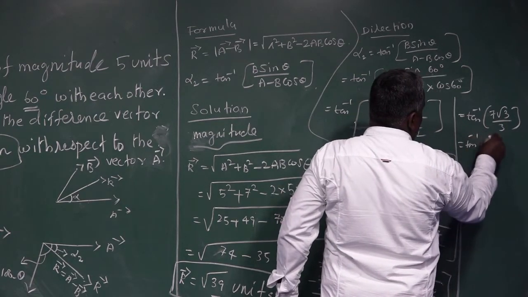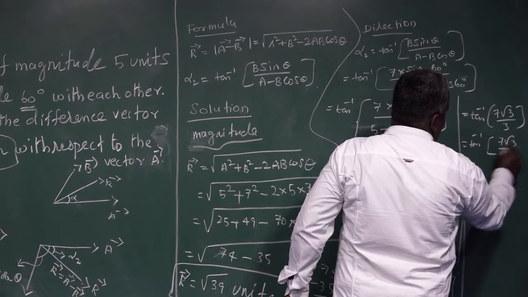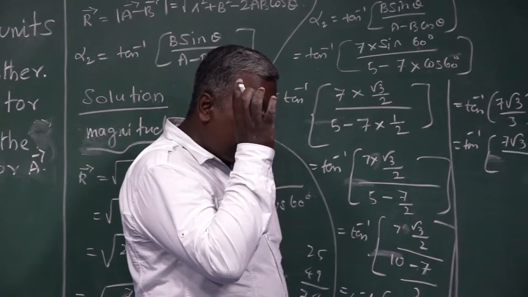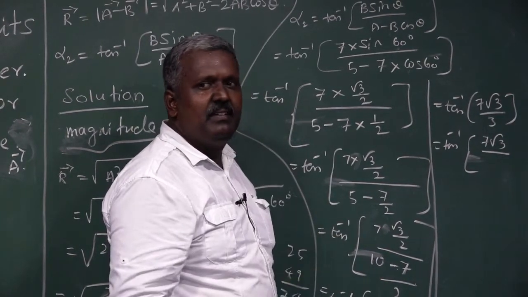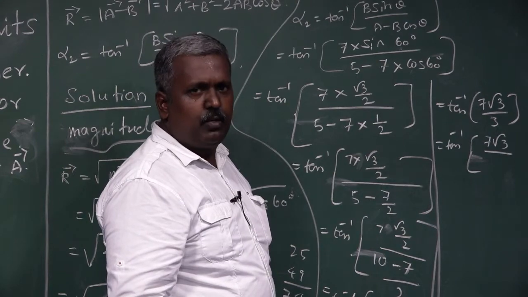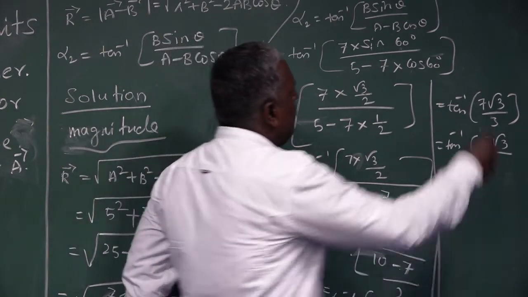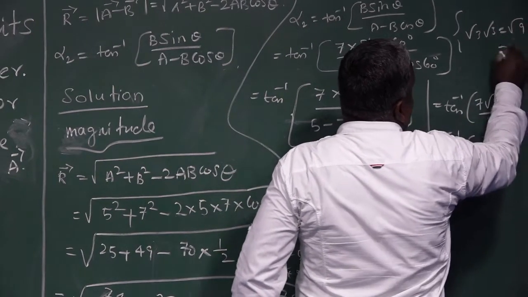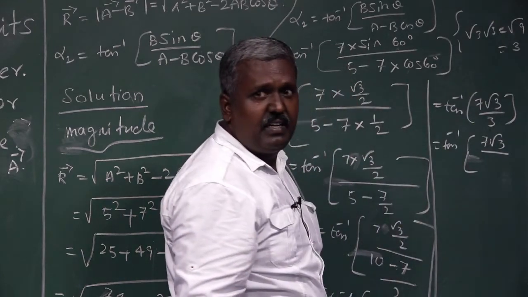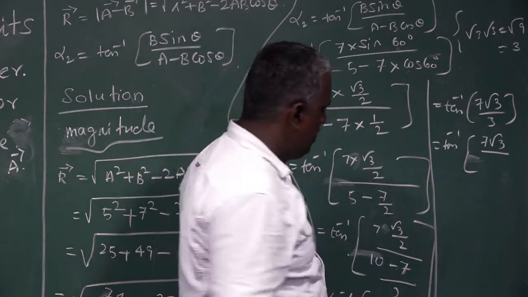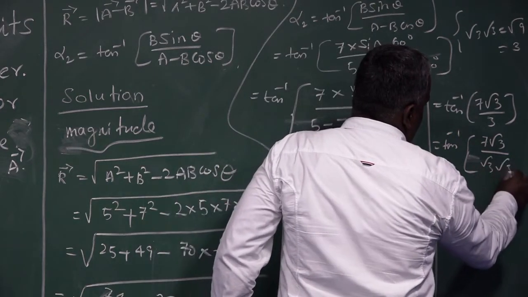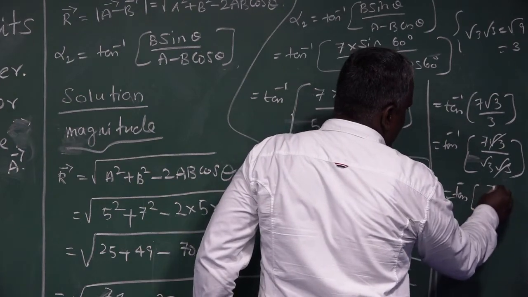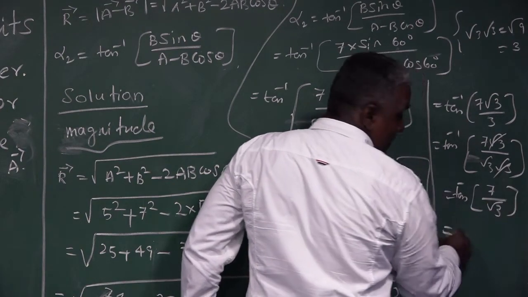So tan inverse of 7 into root 3 by 3. We can write 3, or any number, as root into root. Root 3 into root 3 is equal to root 9, which is equal to 3. Any number we can write as root into root. That's all. So root 3 into root 3, 3 cancels. So tan inverse 7 by root 3.